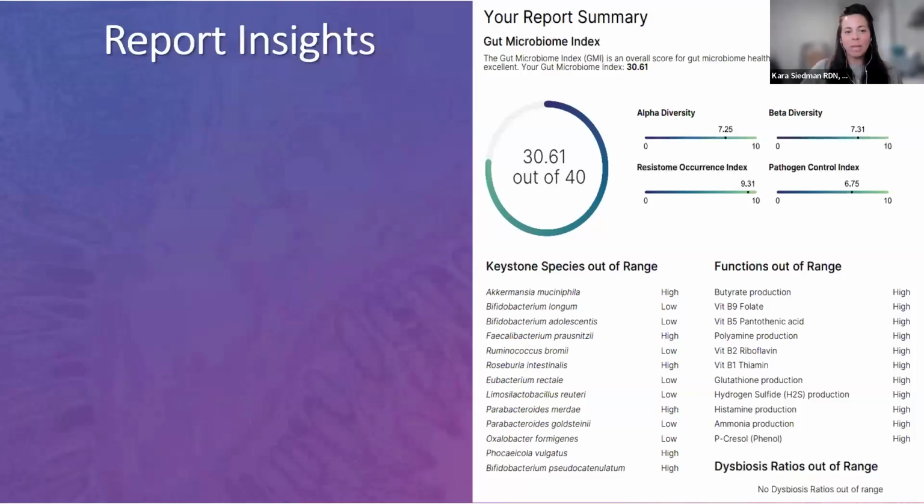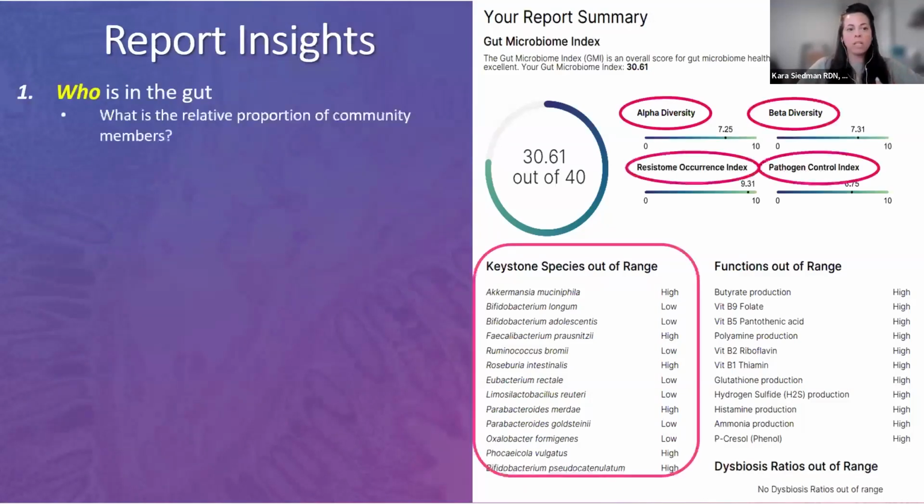Okay, so when we get into the report, we're going to go through many of the sections, but the first section that we really look at, in general, when we look at who is in the microbiome, there are three main questions that we want to answer when we're studying the microbiome or getting eyes on the microbiome. The first question is obviously who is in the gut. So what is the relative proportion of community members? We're getting a look at diversity. We're going to talk a lot more about that, but we want to know who's in the gut and what's their relative proportion. How rich is the community? How evenly distributed is the community that we're looking at?